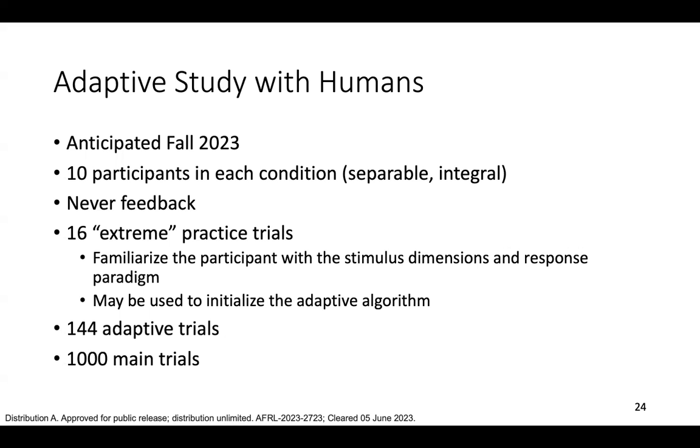The 16 extreme trials will be followed by 144 adaptive trials, yielding 160 total trials in the preliminary block, which matches the number of trials in the preliminary block of the previously presented control experiment. And finally, 1,000 main test trials, which again matches the control experiment.